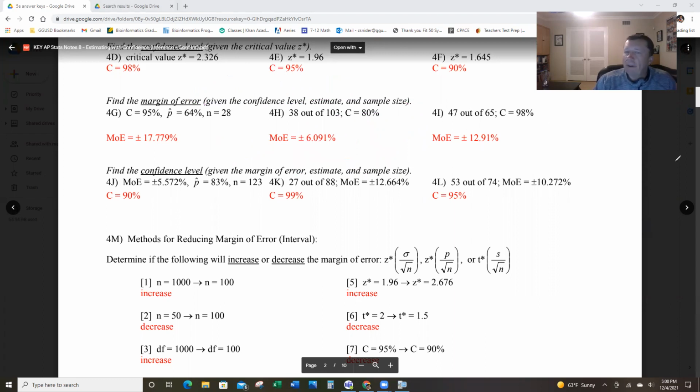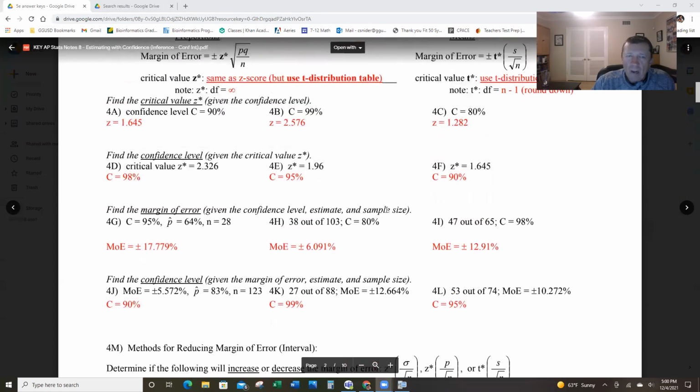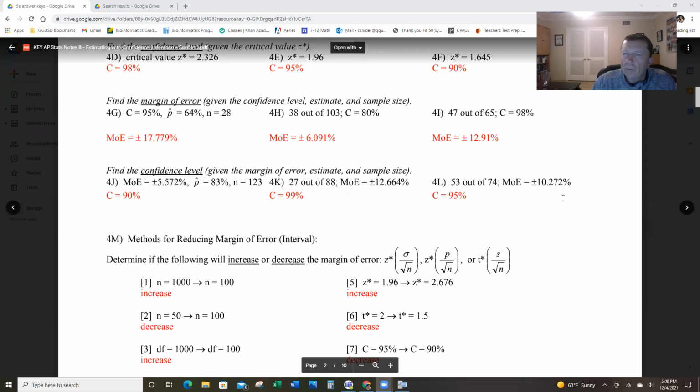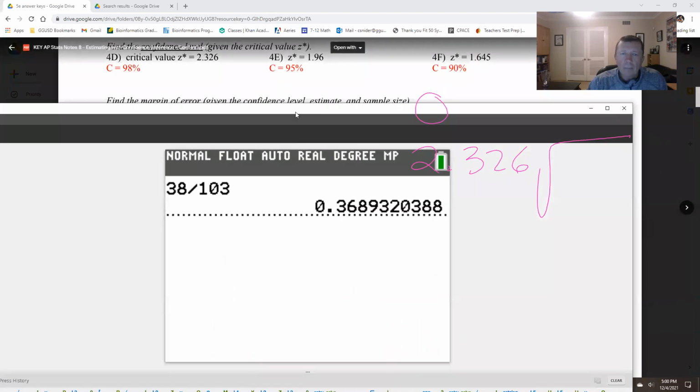47 out of 65 at 98% confident. What was 98% confident? I don't memorize that one. 98 is 2.326. I have it in the sheet right there. So I'm doing this problem right here: 2.326 times 47 out of 65. I don't know what that is, but I'm going to find out.